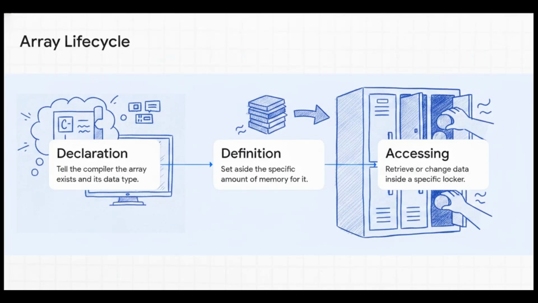But mastering arrays means you really need to understand their life cycle, and that happens in 3 very distinct steps. First up is declaration. This is where you basically tap the C compiler on the shoulder and say, hey, this array exists, and here's the type of data it's going to hold, like integers or decimals. Step 2 is definition. That's where you're actually setting aside the specific amount of memory for it in the system. And finally, step 3 is accessing the array element itself. So actually retrieving or changing the data tucked inside one of those specific lockers we just talked about. You've got to follow this exact sequence if you want to make your data actually work for you.